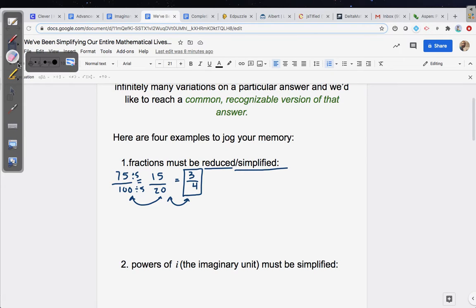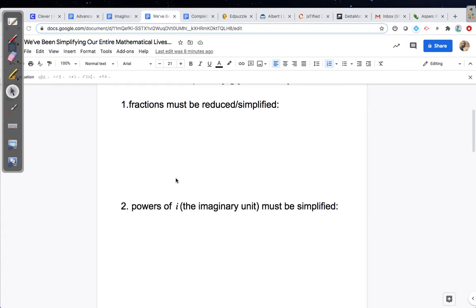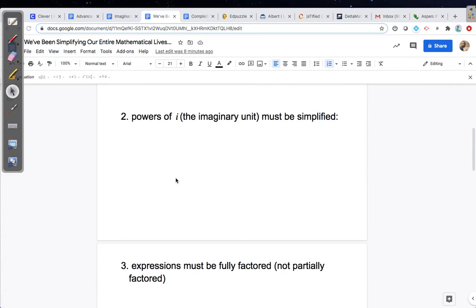Moving on, the next example is that powers of i, that imaginary unit that you've just met and started to work with, must be simplified. As a reference point, we have discovered that i works in what's called a modular arithmetic system, which is just a fancy way of saying that it really exists as one of 4 answers. i itself is defined as the square root of -1. i squared is defined as -1. i to the third is defined as -i, and i to the fourth is the same as 1.